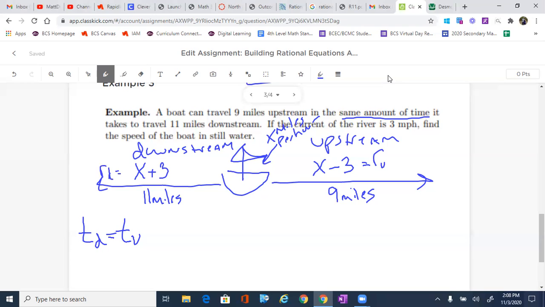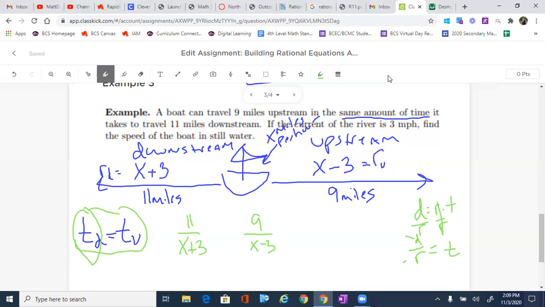Well, how do we find time? Let's revisit that. We know that distance equals rate times time. So to find the time, I would just divide the distance by the rate. Let's find the time for downstream. It's the distance divided by the rate, which is 11 divided by X plus 3. And the time for upstream is the distance divided by the rate, which is 9 divided by X minus 3. We know that the times are supposed to be equal, so I'm going to mark them as equal.